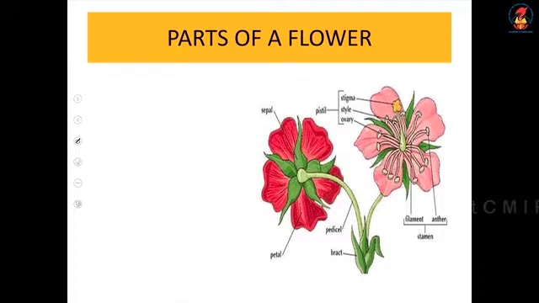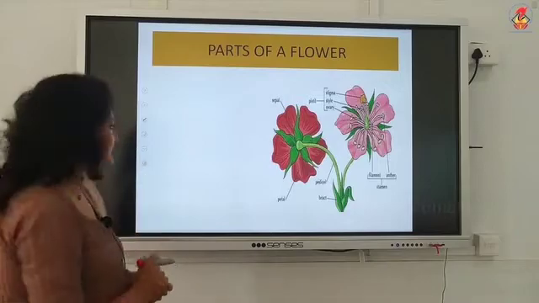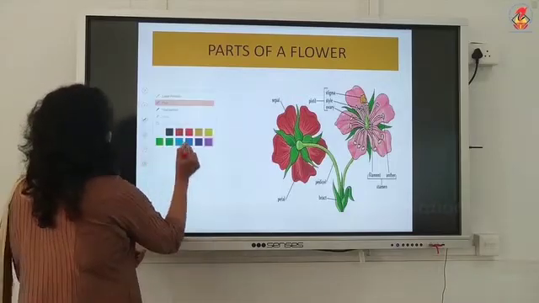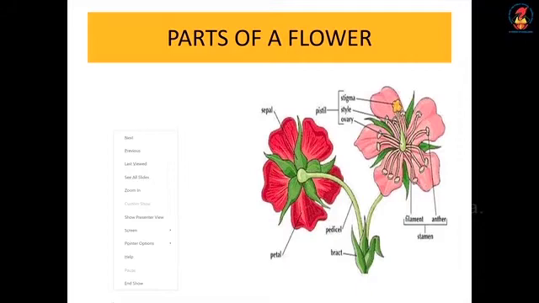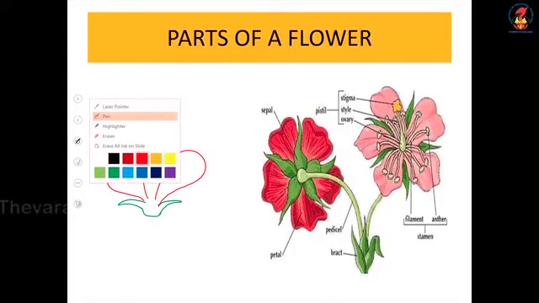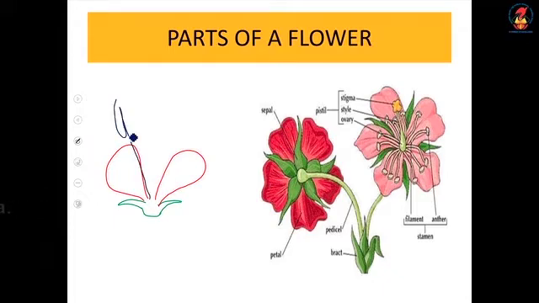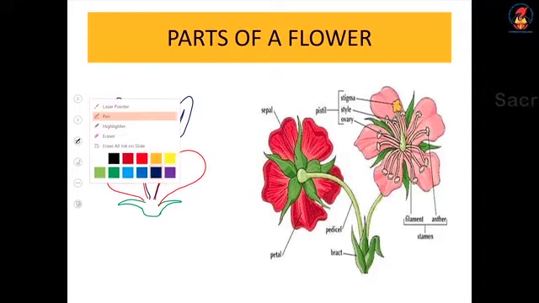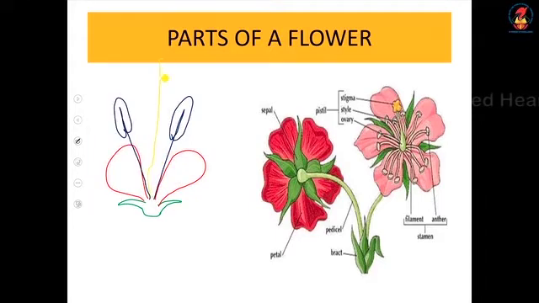Now we are going to see the parts of a flower. In 10th standard we have learned there are 4 floral whorls. So I am just going to draw the 4 floral whorls. The outer whorl is the sepal. It's green in color. Then comes the petals. Then stamens, the male reproductive organ, and the innermost or middlemost is the carpel or pistil.